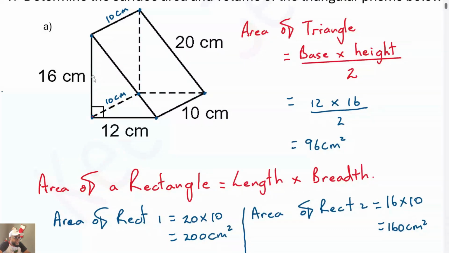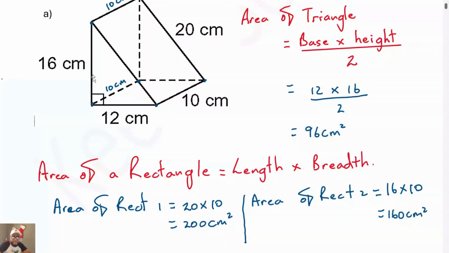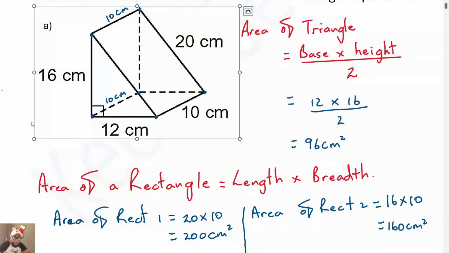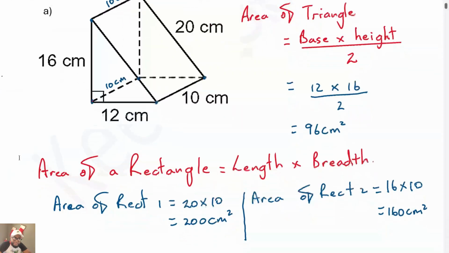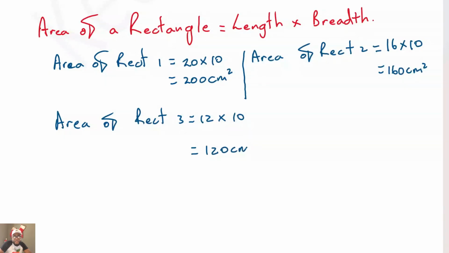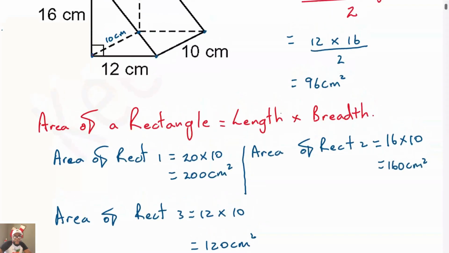The last rectangle. So we deal with the rectangle on top. We deal with the rectangle behind. What's the last rectangle we're dealing with here, Leon? 12 by 10. Boom. Proper thing. 12 multiplied by 10, right? So that'll be the area of the last rectangle. Area of rectangle 3 would be 12 multiplied by 10, right? Which is 120 centimeters squared.